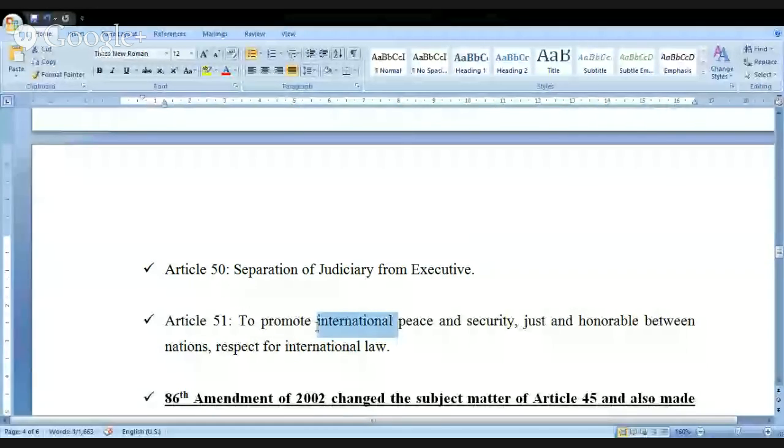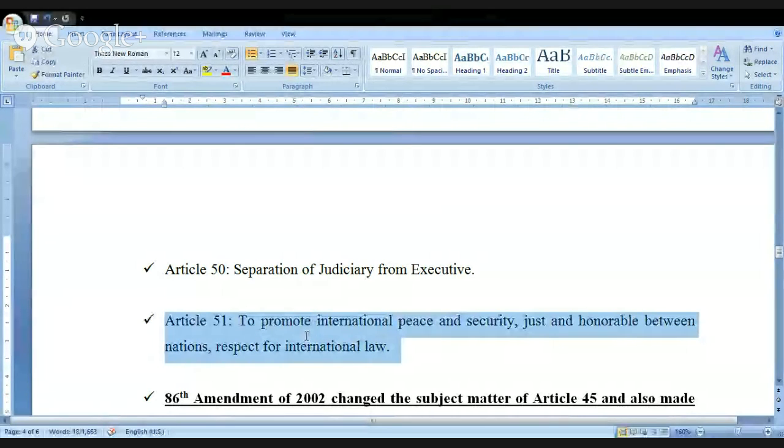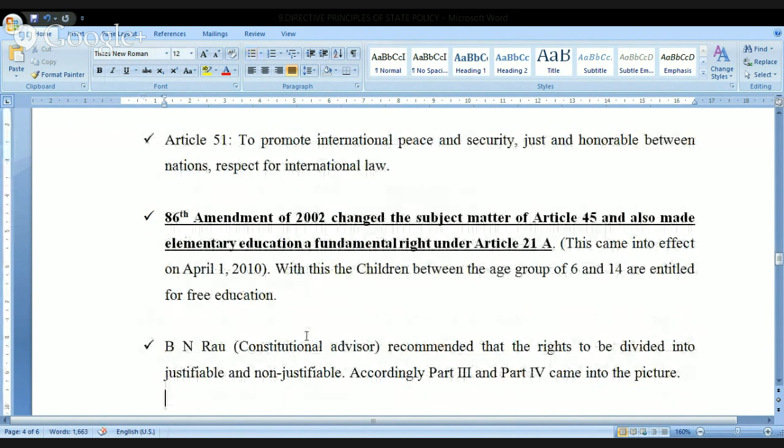Next, Article 51 talks about promoting international peace and security, just and honorable relations between nations, and respect for international law. It is not just internal peace and security. The state should also promote international peace and security. That is another important point. Next one. Look at this. I have some point here.